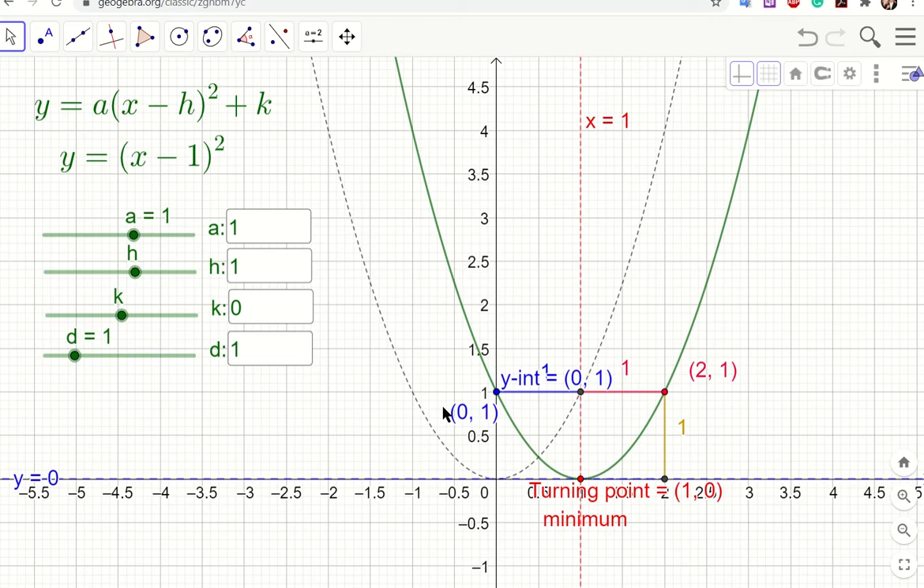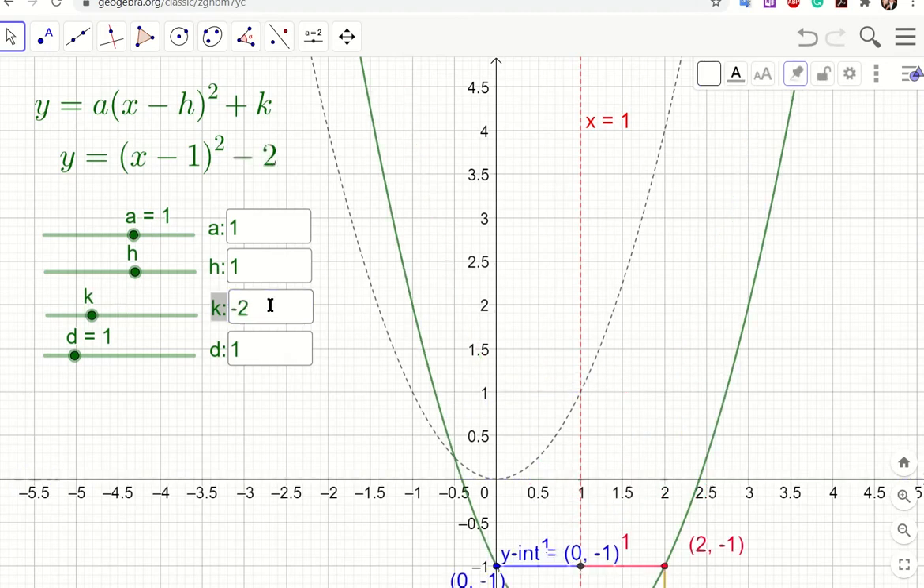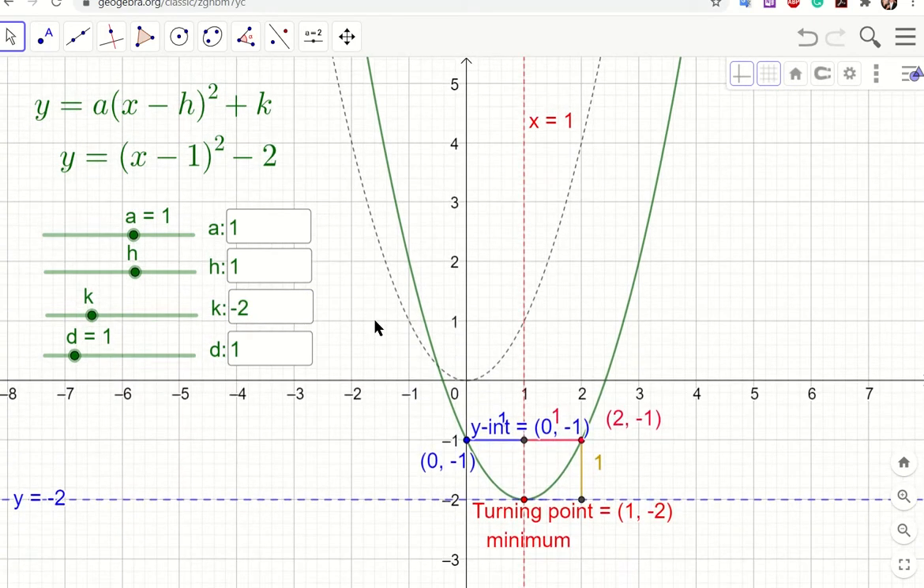So when x is 1 in this parabola, it's behaving like x equals 0 in the original parabola. Now let's make k equal to -2. And if I zoom out a bit, you'll see the turning point here is 1, -2. So we've got an x value of 1 and a y value of -2. And this is because -1 inside those brackets moves the parabola in the positive x direction, and -2 for k moves the parabola -2 in the y direction.